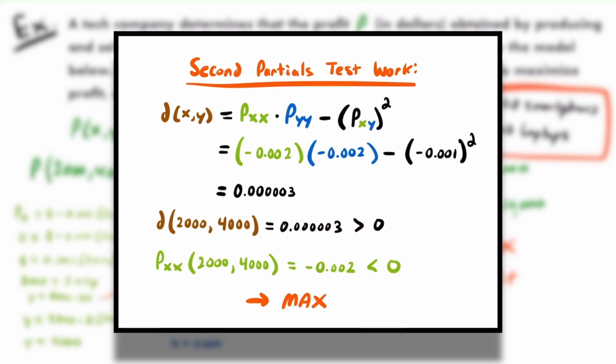And so when D is positive and that second partial derivative is negative, that means that the critical point corresponds to a maximum. So we know that that value of profit that we calculated is the maximum profit for the tech company. Okay, and so that's it for this problem. Let's move on and take a look at our final example for this video.